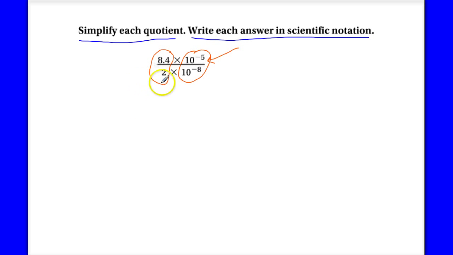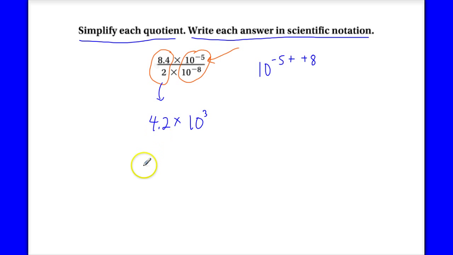All we're doing here is 8.4 divided by 2, that's 4.2, times, now here you're just taking 10 to the negative 5 minus negative 8, and we're going to work that out. Change that to addition. Negative 5 plus 4 is positive 3. So we have 10 to the power of 3.